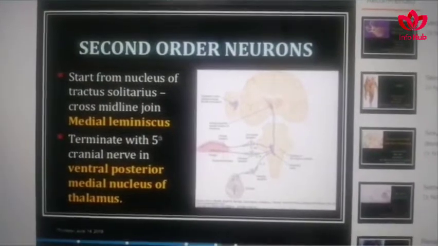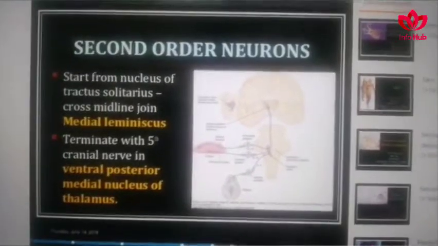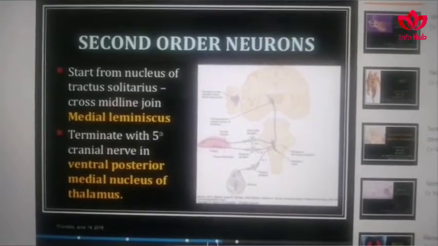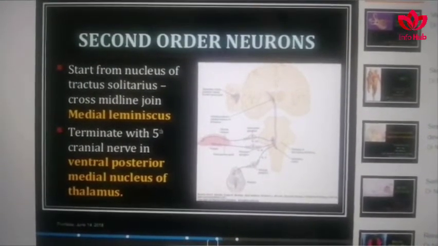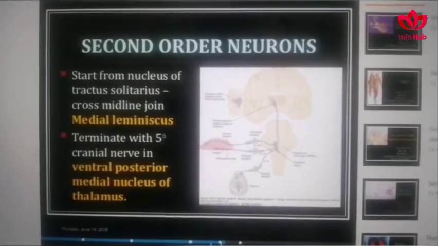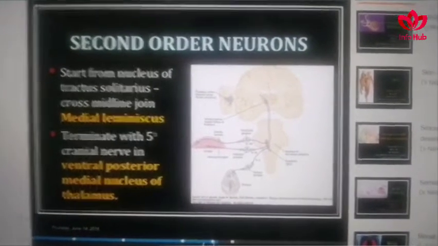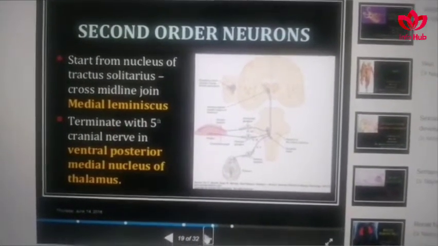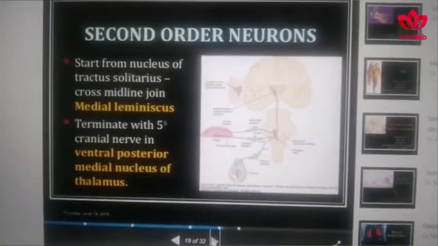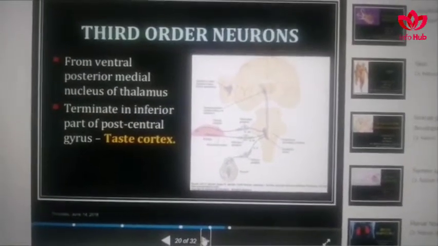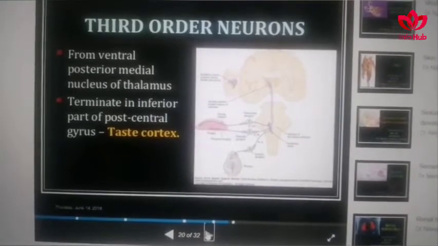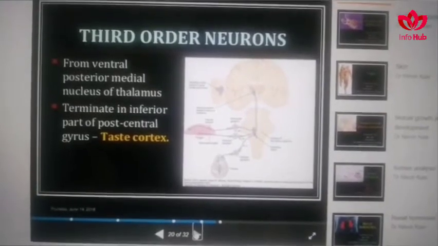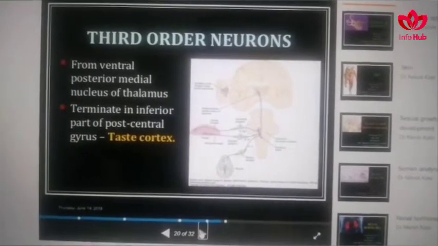So the first order neuron came from the tongue and terminated in the nucleus tractus solitarius, and then from the tractus solitarius the second order neurons terminate in the VPM nucleus of the thalamus, ventral posteromedial, along with the fibers from the 5th nerve. And then the third order neuron from the VPM nucleus will terminate in the inferior part of the postcentral gyrus, which is also called the taste cortex.